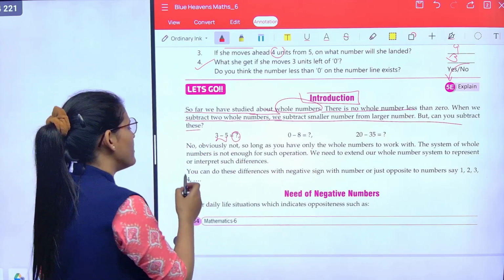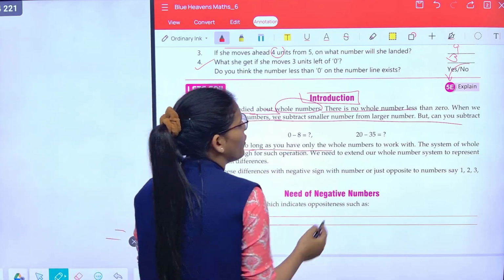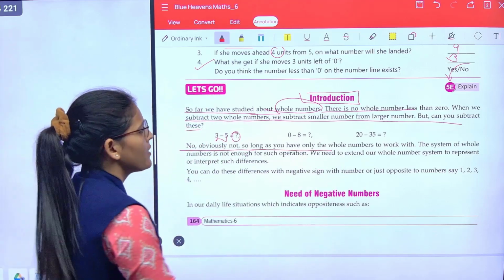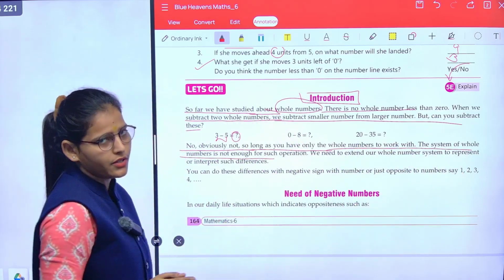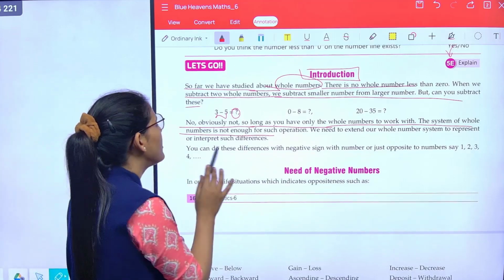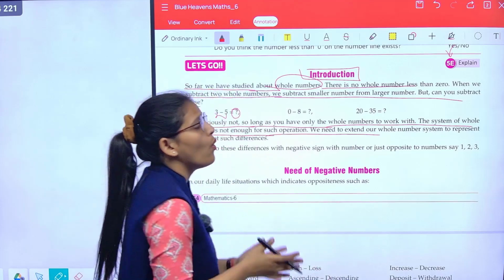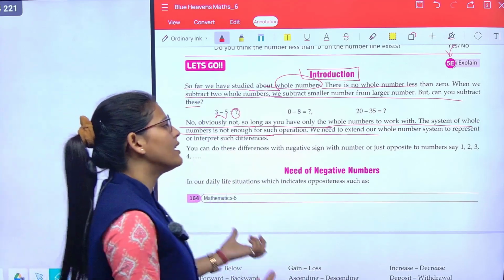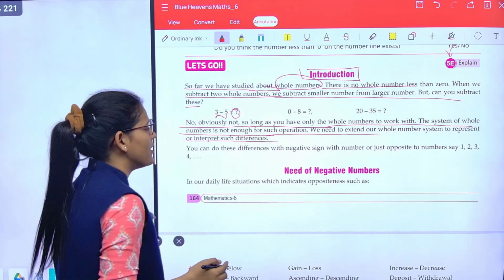Class, no, obviously not, so long as you have only whole numbers to work with. The system of whole numbers is not enough for such operations. Thus, the system of whole numbers is not enough. Now, we need to extend our whole number system. Class, we now need to extend it, to have a system to represent or interpret such differences.